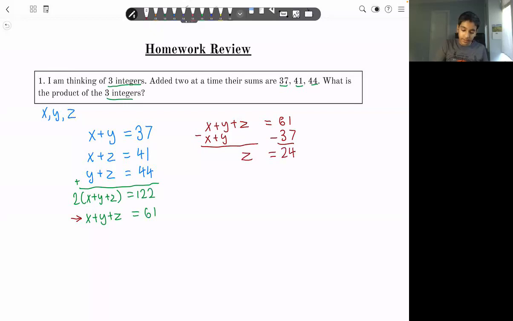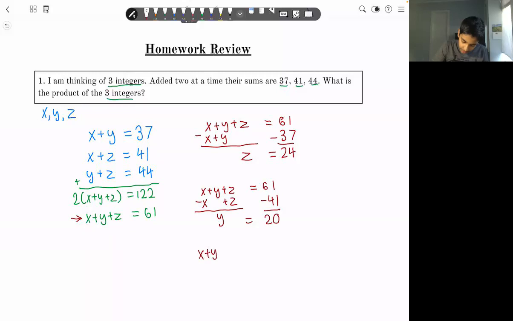And now we can do the same thing to the other equations. So we have x plus y plus z minus x plus z, which is equal to y. And this is just going to be equal to 61 minus 41. We can just subtract this out and we get 20. So y is 20.